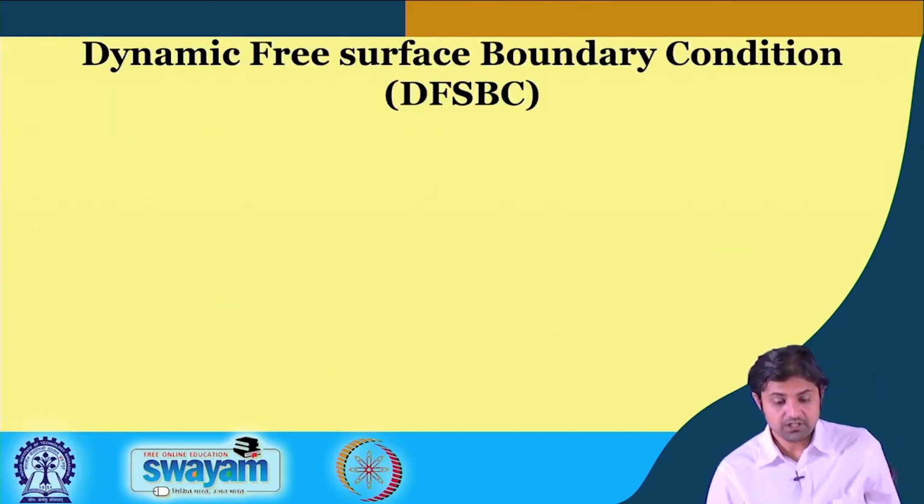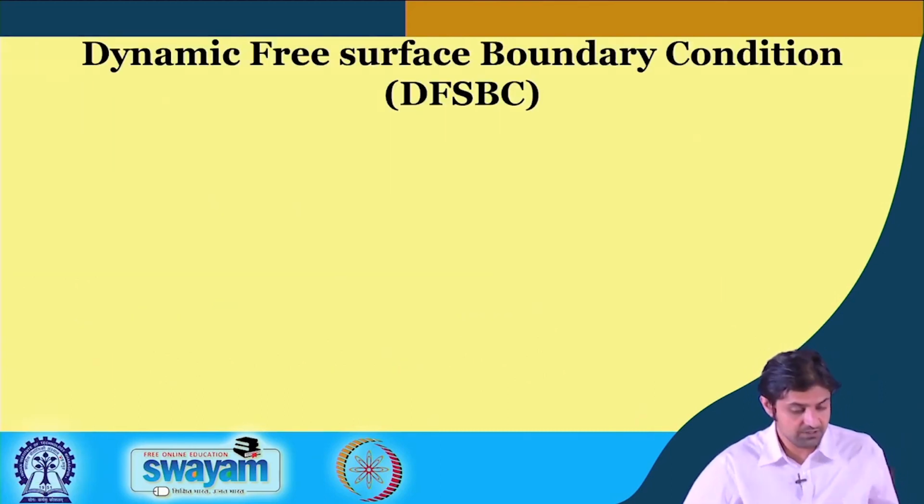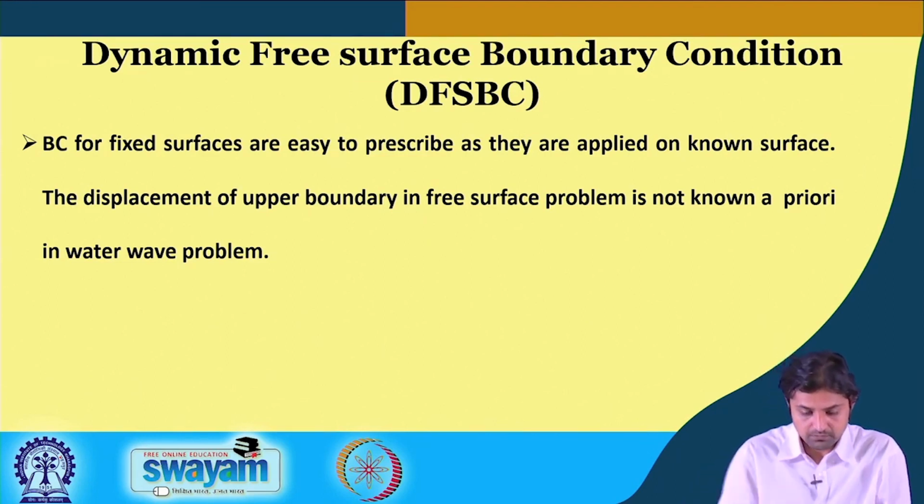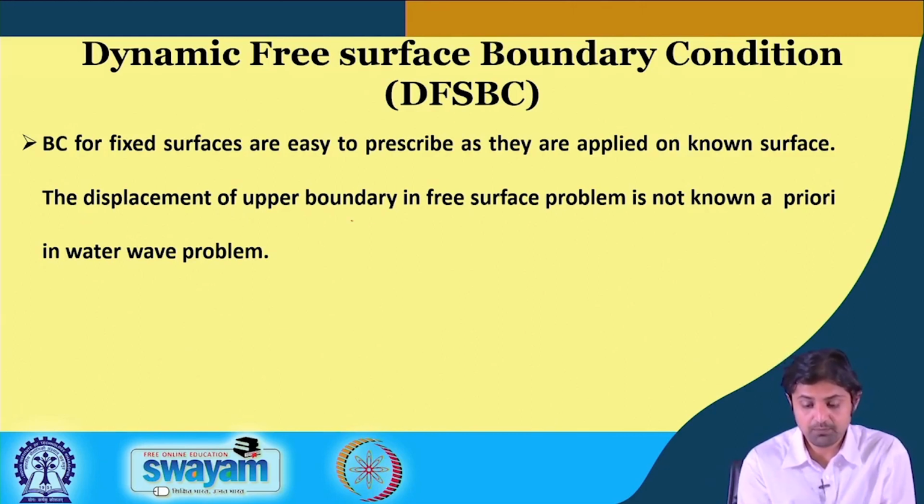There is another boundary condition called dynamic free surface boundary condition. Boundary condition for fixed surfaces are easy to prescribe as they are applied to the known surface. However, the displacement of the upper boundary in free surface problem is not known. We do not know from before how much the free surface will go above, because the bottom is fine because it is fixed, but the displacement of the free surface is not known from before. So that is one of the problems in the water wave problem.